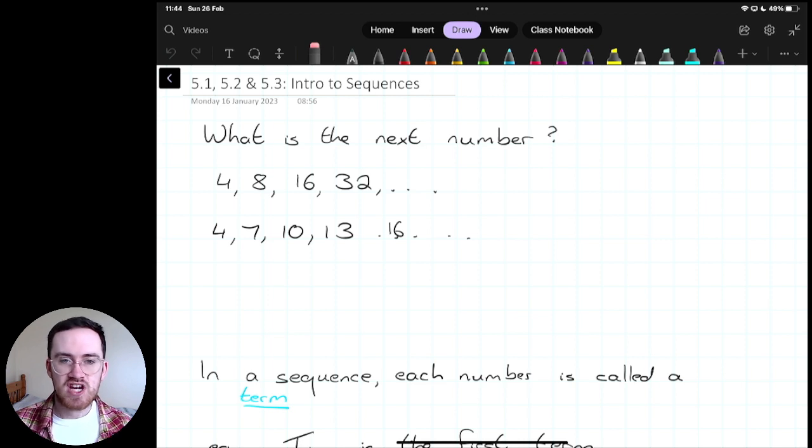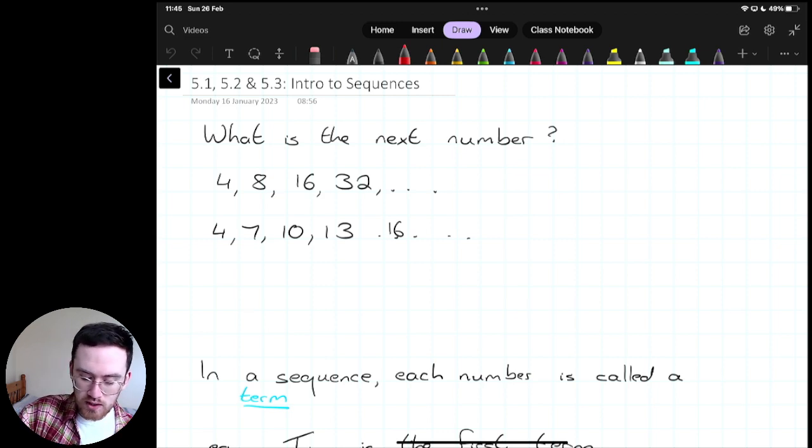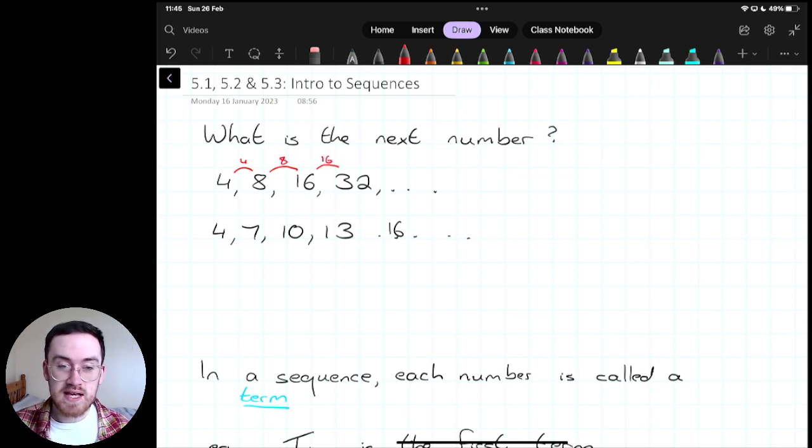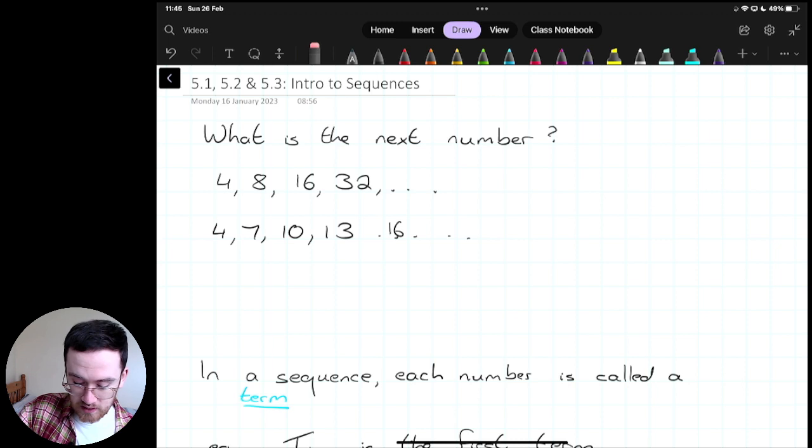Looking at a pattern generally, a number pattern like this: 4, 8, 16, 32. What's the next number? To get the next number, we look at what's happening between each of the numbers. Here we're going plus 4, here plus 8, here plus 16. So really each time we're doubling. We start with 4, then 8, then 16, then 32, so 64 comes next. And after 64, double that again, 128.